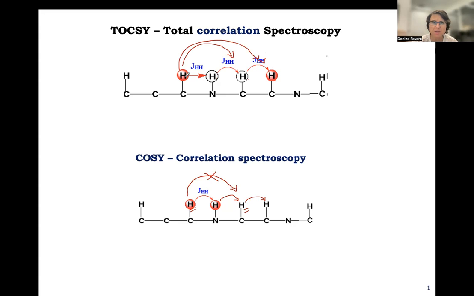So I know that this hydrogen, this, and this belong to the same spin system. Because, for example, the coupling here is 0, so I won't have any transmission of information from one spin system to the other spin system.